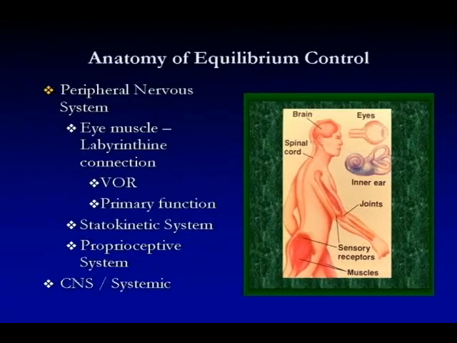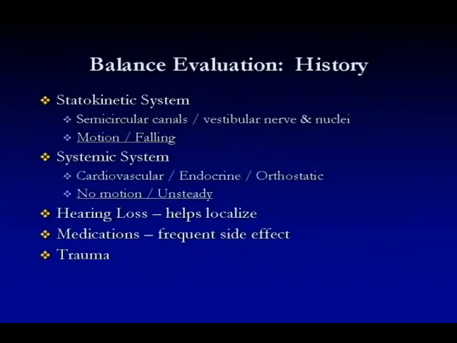We're trying to differentiate all this from systemic problems and central nervous system problems. Central nervous system and systemic problems are going to be metabolic. We're not going to be able to surgically impact those, but those from the peripheral nervous system we can help. The statokinetic system will give you the sensation of motion or falling. Again, that's the labyrinth, and it can extend all the way up to the vestibular nuclei and nerve. The systemic system, obviously, endocrine, orthostatic, cardiovascular, you don't get the sensation of falling. You have a sensation of unsteadiness.